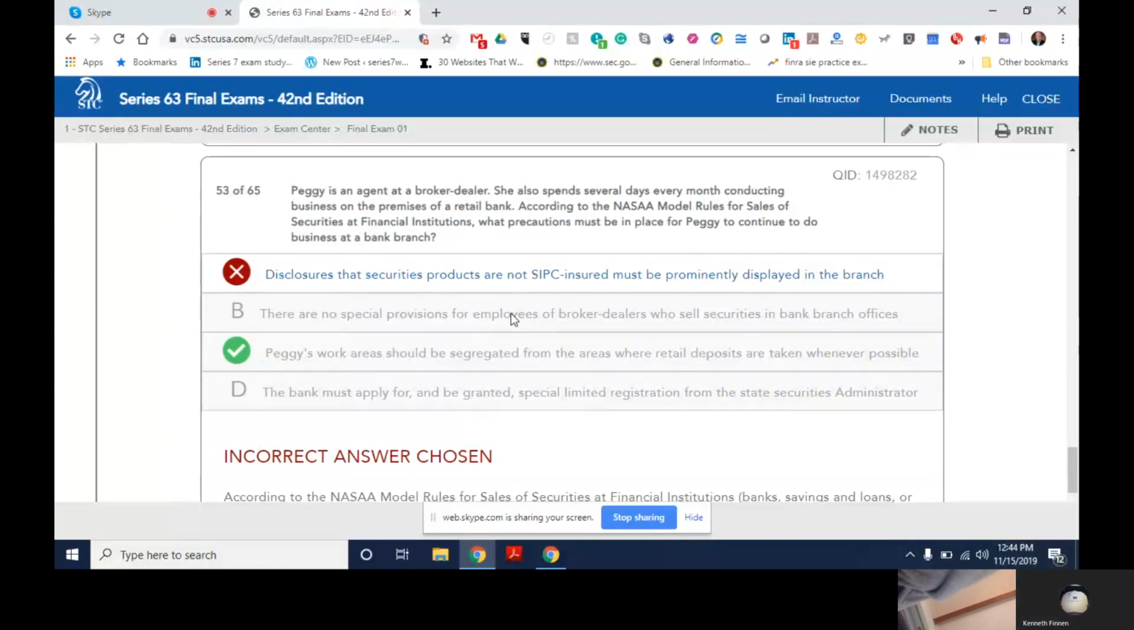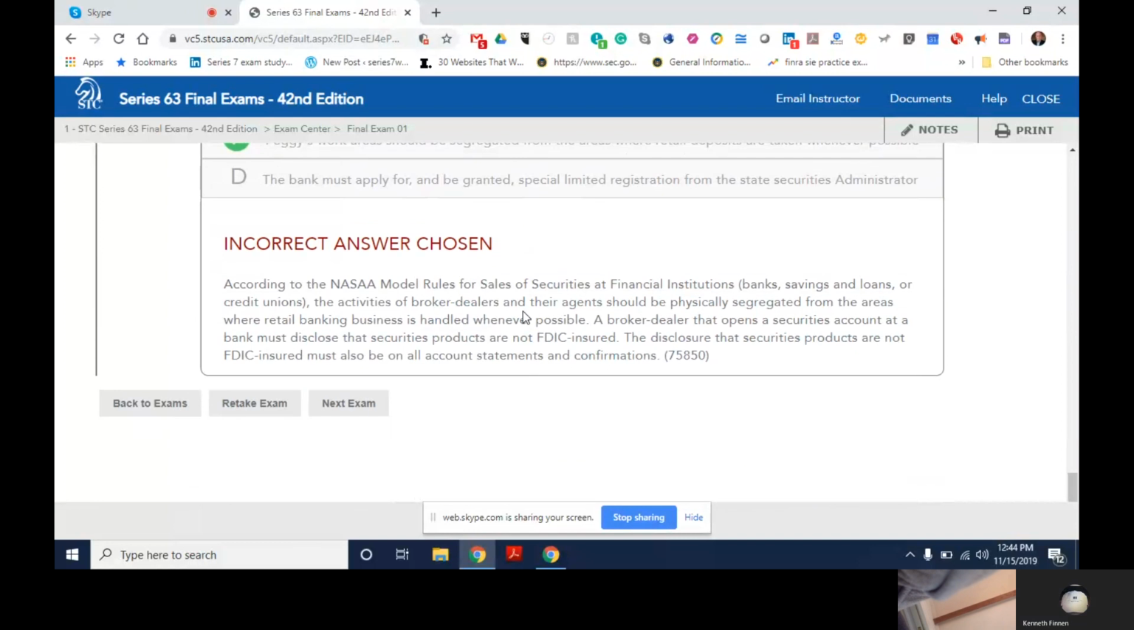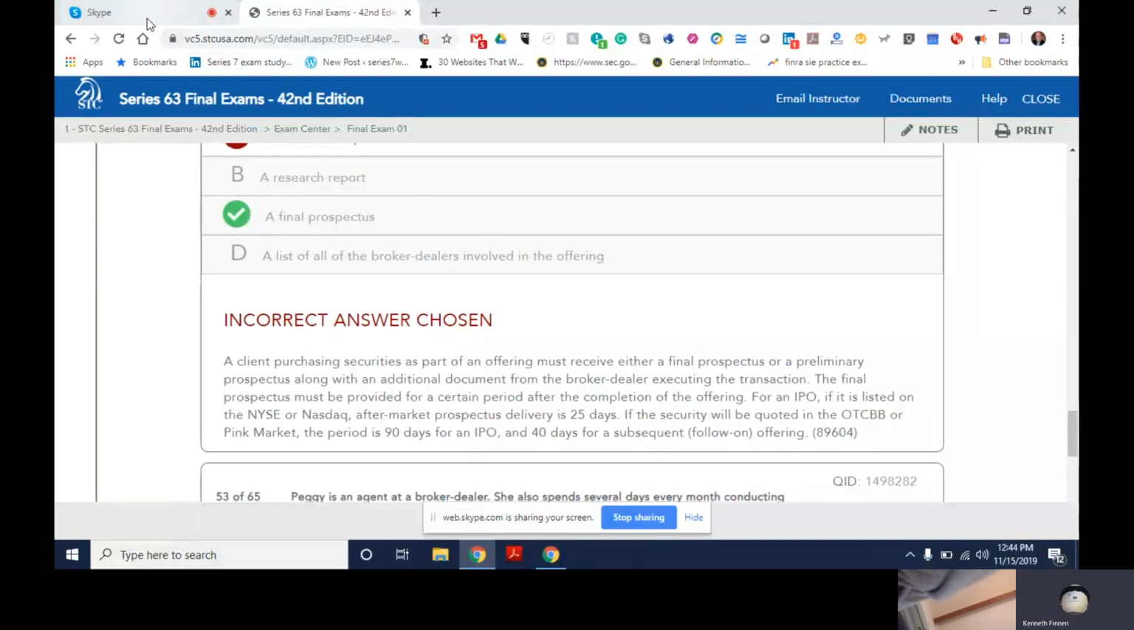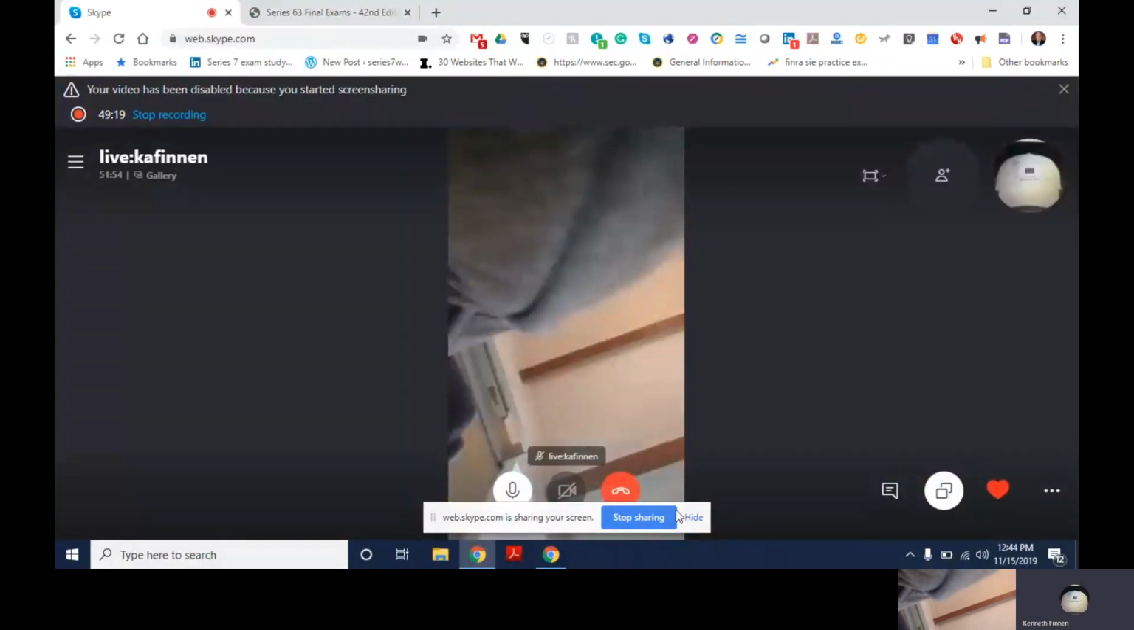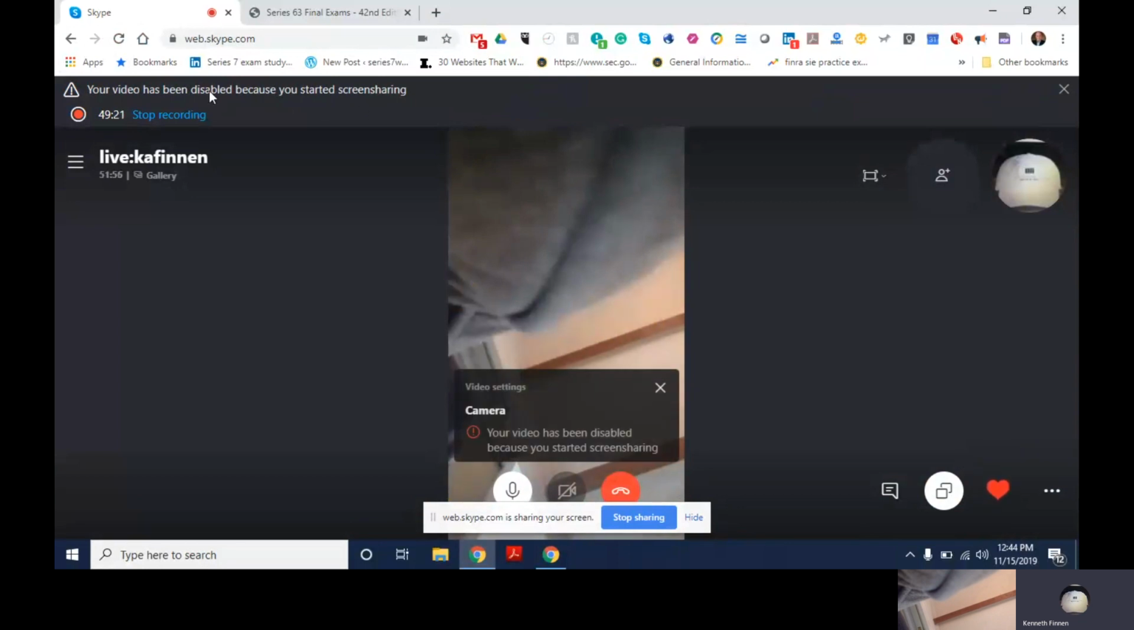So if Peggy's at a branch in the back of a bank, you have to make sure that it's segregated, and you do have to know that everything's not. I see why I messed that up. See, I'm going too fast. It's not FDIC insured. So they can be SIPC, and you have to tell them they are SIPC insured, but not FDIC. See, I went too fast on that. And that would be it. And I think that should be it. So I'm going to stop the recording.